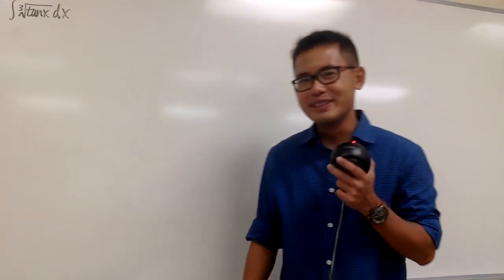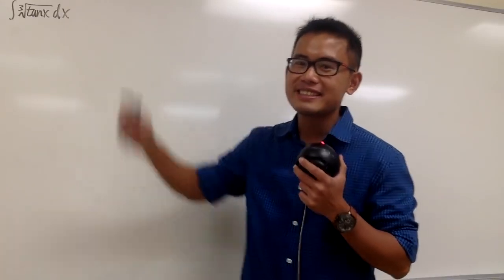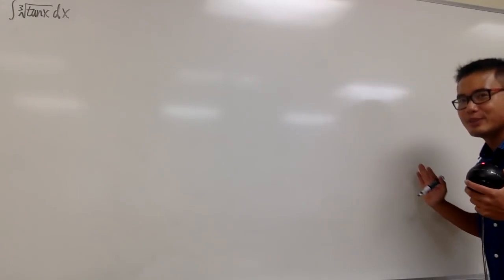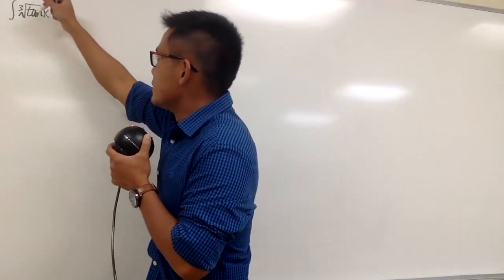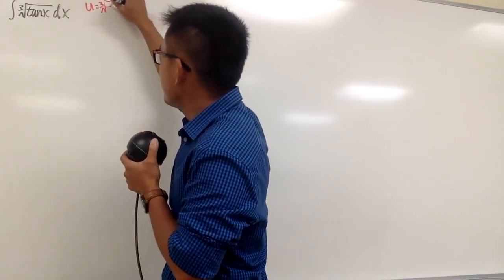Yes, I'm serious. I'm going to show you guys how to integrate the cube root of tangent x. I'm going to show you guys all the steps, and hopefully everything can fit on this whiteboard here, right? So here we go. We are going to start with a u substitution. We'll say that u equal to the cube root of tangent x.